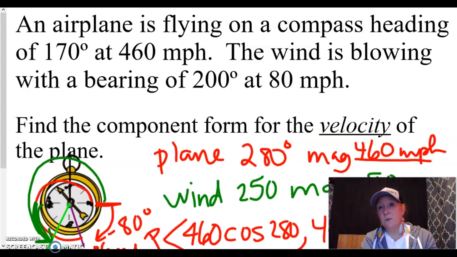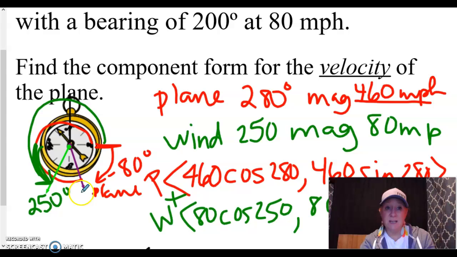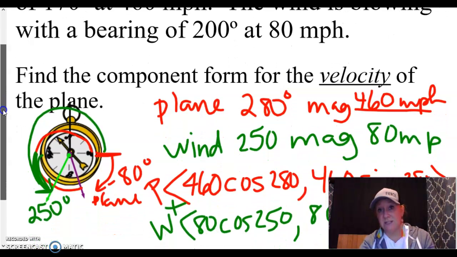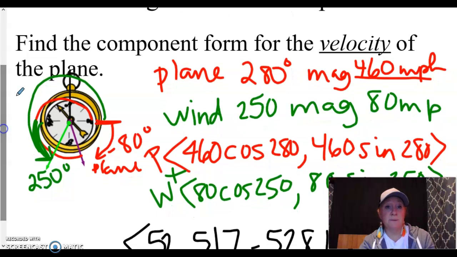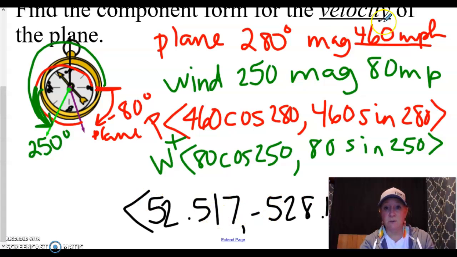So in the last video, we figured out that we had this airplane. It was flying on a compass heading of 170 degrees at 460 miles per hour. So we found that that was this vector right here. Then the wind was blowing at a bearing of 200 degrees at 80 miles per hour. Okay, so basically what happened was we figured out what is the vector that goes between these two.